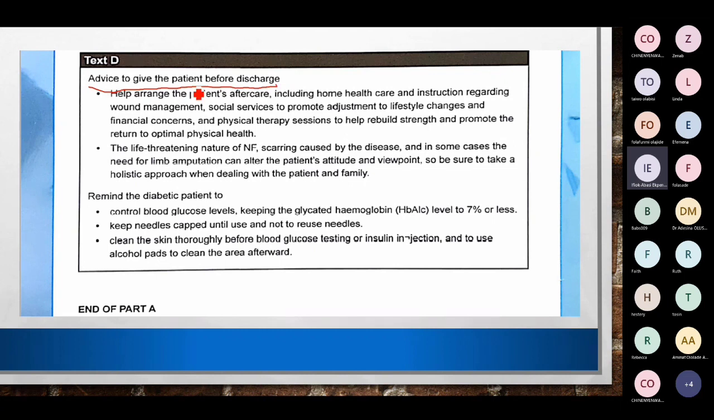Now, the next thing I'm seeing here is what? Help arrange the patient after care. Okay, if we are seeing a question talk about what advice we should give the patient after discharge, I'm going back here. And what I should help the patient do in terms of after care sounds like when the patient leaves the hospital, right?